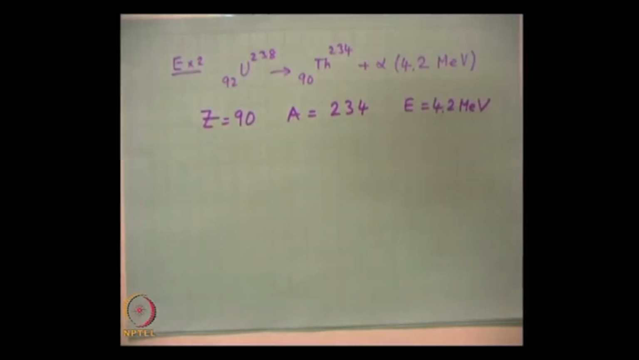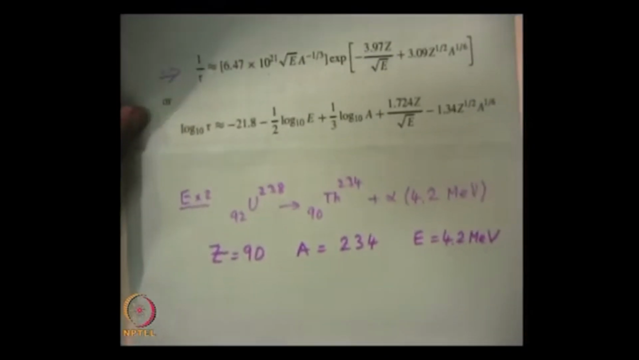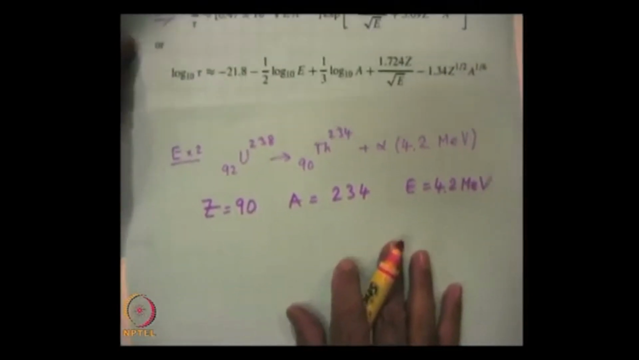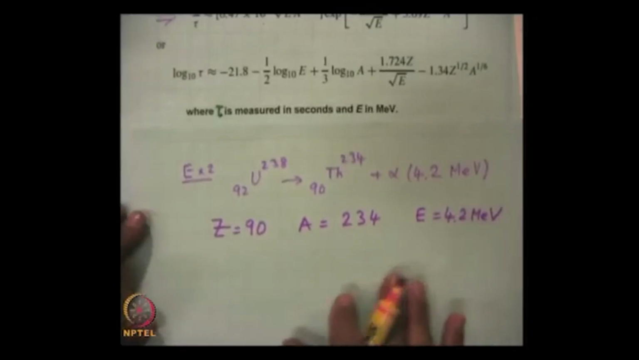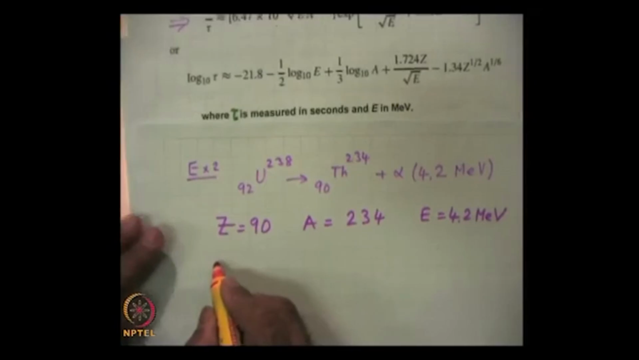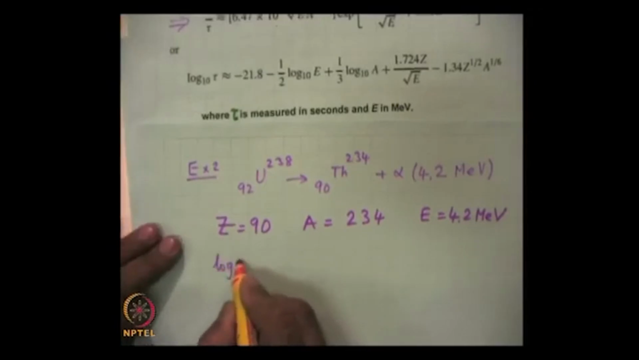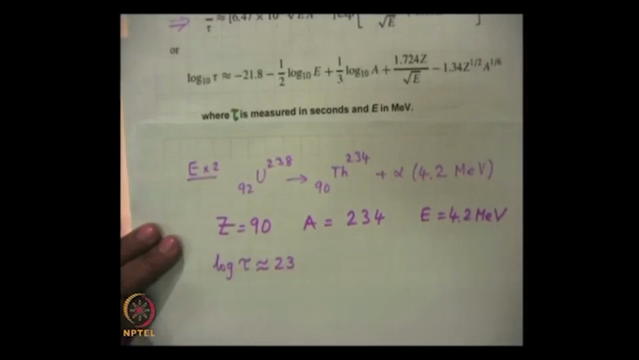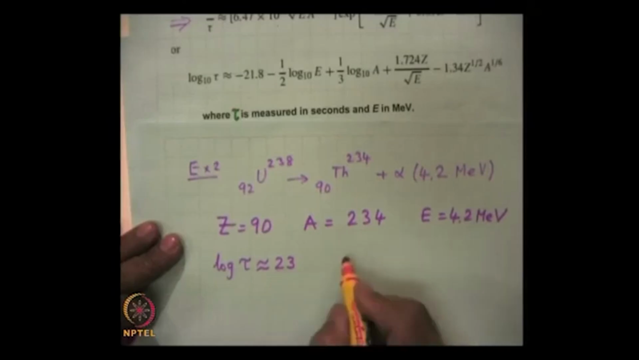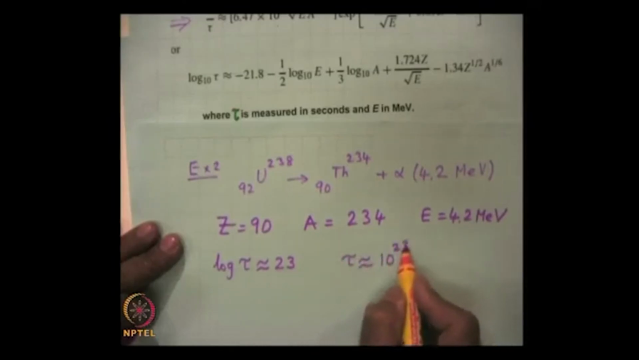Now, I once again substitute these numerical values in this equation, and what I find is that log tau now comes out to be 23. There, log tau had come out to be minus 4. So, tau comes out to be 10 to the power of 23 seconds.